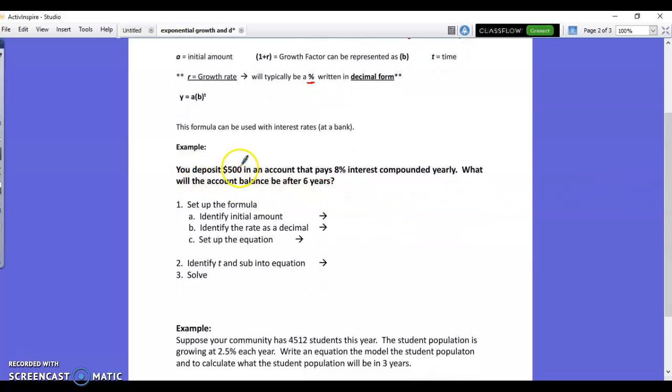So the first question says you deposit $500 in an account that pays 8% interest compounded yearly. So this would be every year. And compounded means it's making 8% on the 500, and then when you do the 8%, you'll have a new amount. So the next year, you're making 8% on whatever that previous year's amount was, not just the initial 500. So that's what compounded means. So instead of 8% on 500, in the second year you're making 8% on whatever the 500 made on that 8%, and so on and so forth.